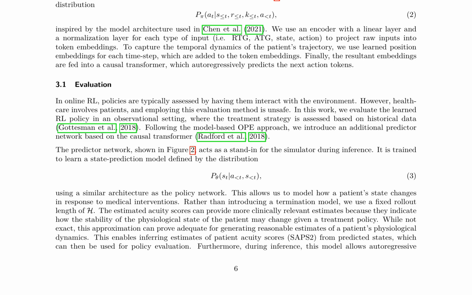The predictor network is trained to learn the distribution p theta of s_t given a less than t, s less than t, using a similar architecture as the policy network. The estimated acuity scores can be used for policy evaluation, and during inference, the model allows autoregressive prediction of future patient states. This enables evaluating the learned policy in a simulated environment, without interacting with real patients.